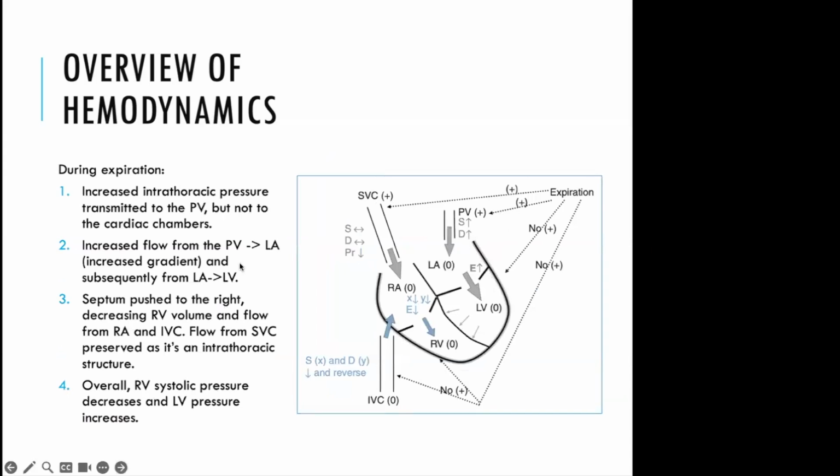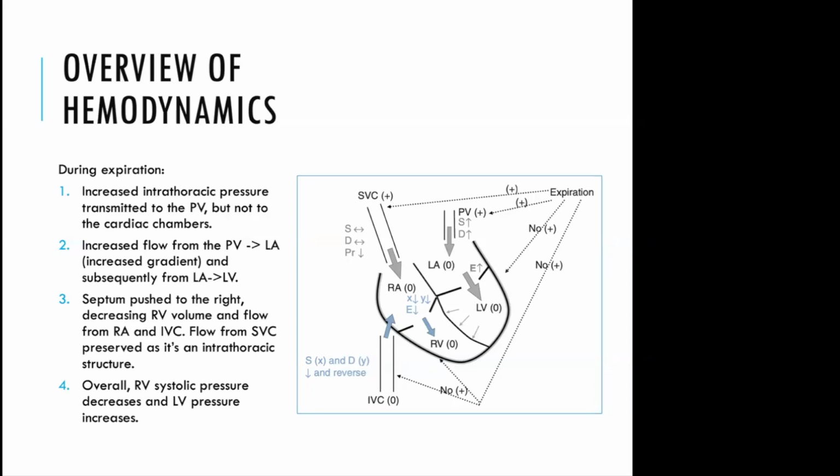Now, during expiration, you get the opposite happening. So with expiration, you get increased intrathoracic pressures, which are transmitted to the pulmonary veins, but not to the cardiac chambers. This increased flow is seen as blood moving from the pulmonary veins to the left atrium due to this gradient, and then subsequently from the left atrium to the left ventricle.